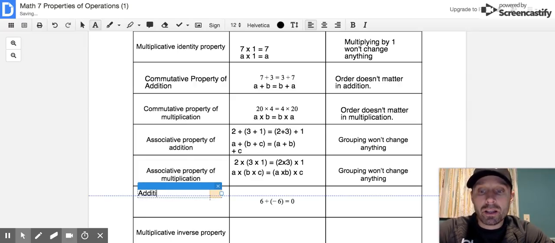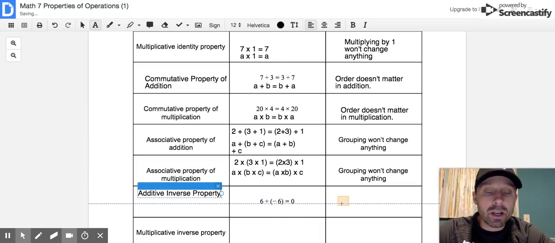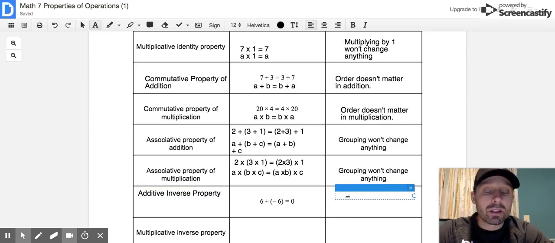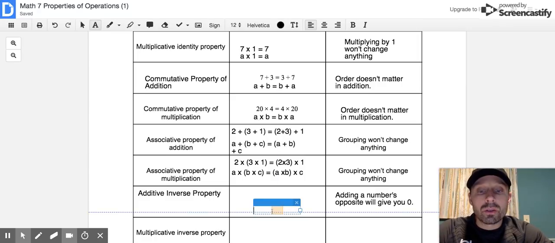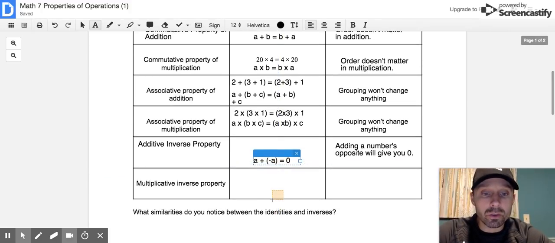This is one that we've worked with already. This is called the additive inverse property, where inverse means the opposite. So it's showing you that adding numbers opposite will give you 0. And we can also do this: a plus negative a equals 0. Any variable you can put in there to work.